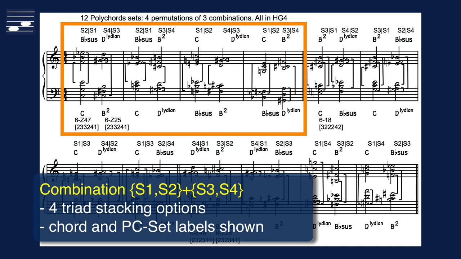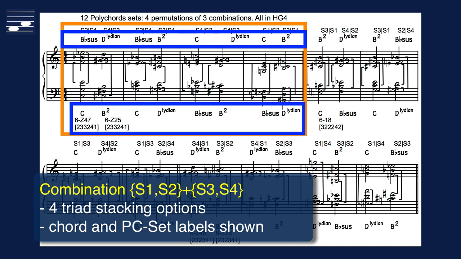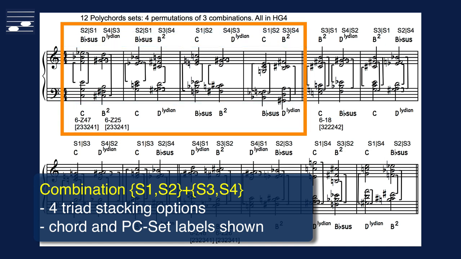Listen to the four permutations of the first pairwise triad combination. Chord and PC set labels are indicated below the staff.